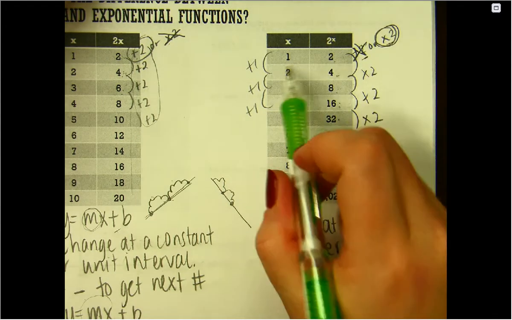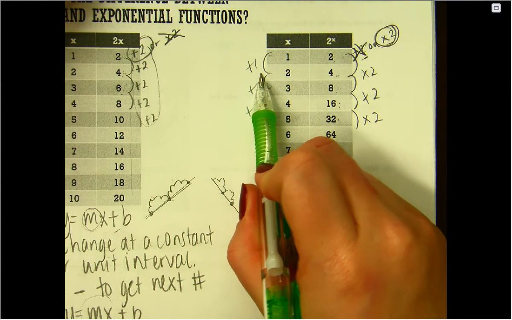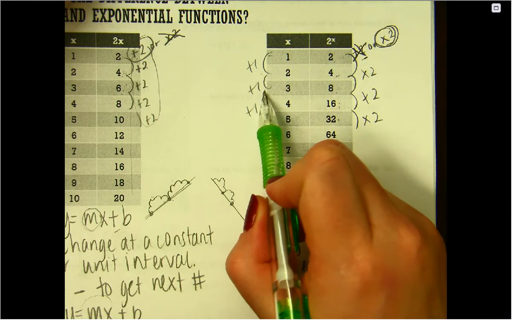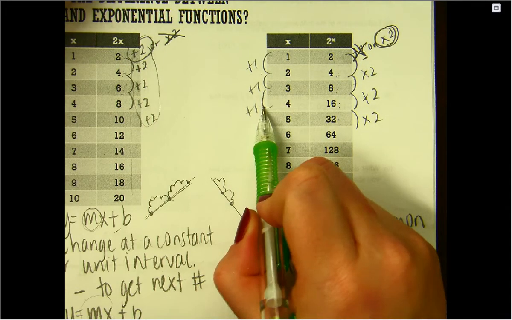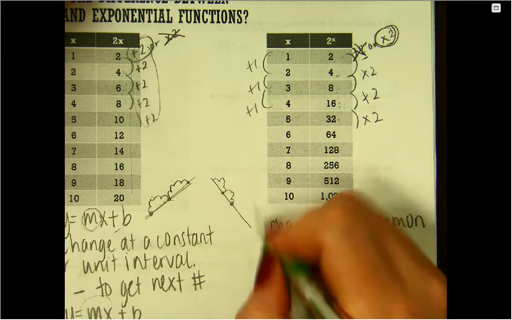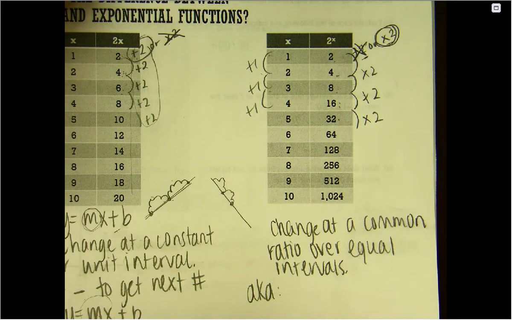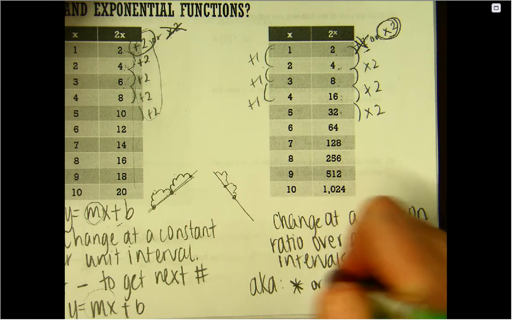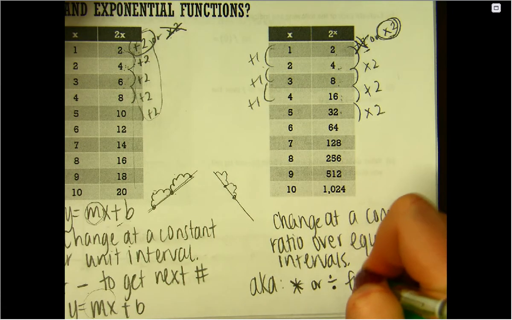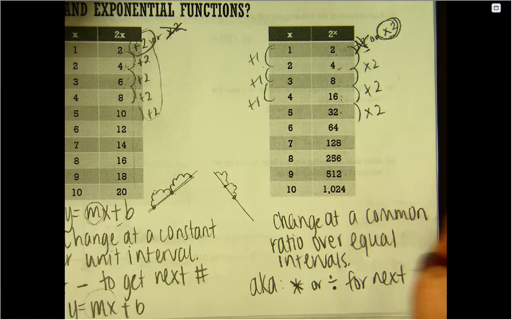Okay, so for every 1 that I moved the x, I multiplied by 2. In kinder words, AKA, to get to your next number, you're going to be multiplying or dividing for the next number.